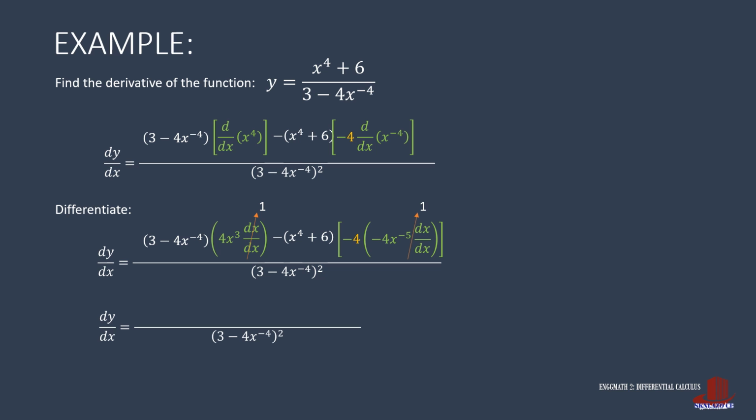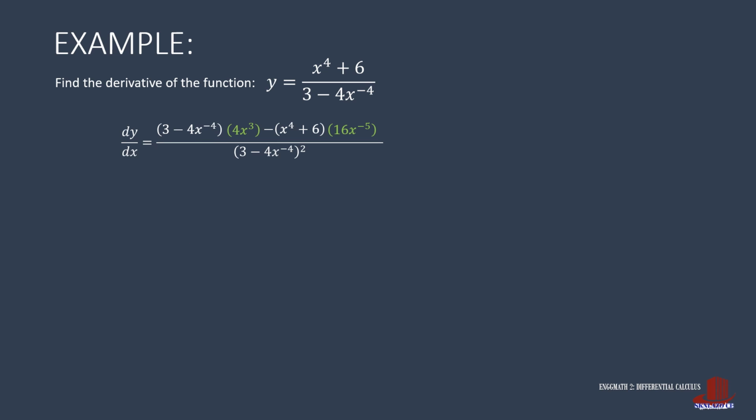So the simplified derivative of y with respect to x is the quantity 3 minus 4x raised to negative 4 times 4x cubed minus the quantity x raised to 4 plus 6 times the simplified derivative of 16x raised to negative 5, all upon the square of the quantity 3 minus 4x raised to negative 4.